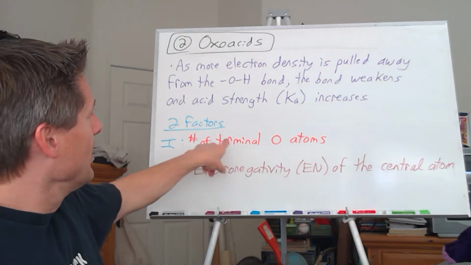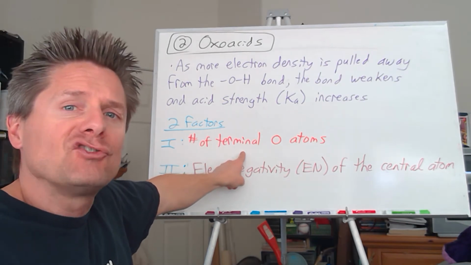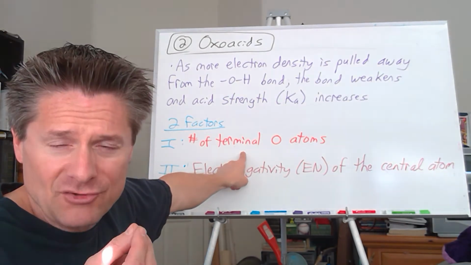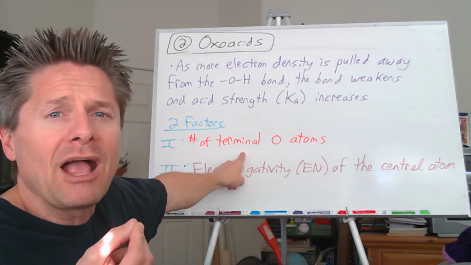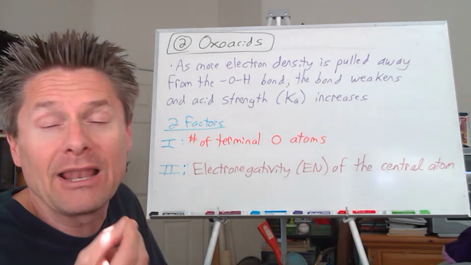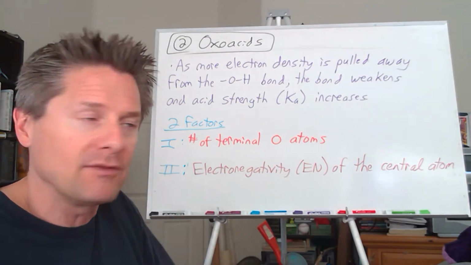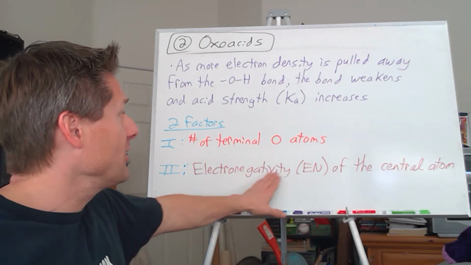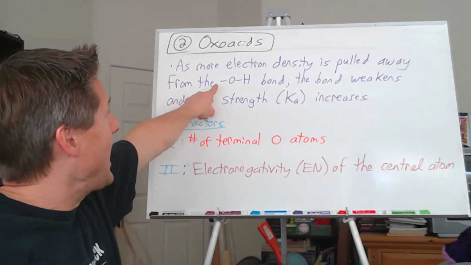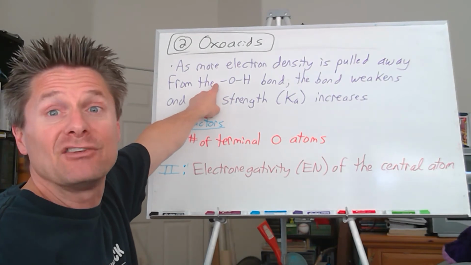Here are the 2 factors. The number of terminal oxygen atoms. So we have to draw the Lewis structure, and I'll show you what a terminal oxygen atom is, because oxygen's very highly electronegative, like number 2, second only to fluorine. So that pulls electrons. And then the electronegativity of the central atom. That's the atom that the OH bond is connected to. Is that a bromine?